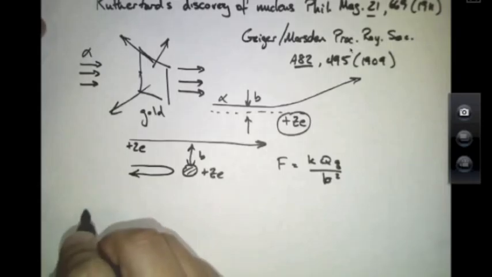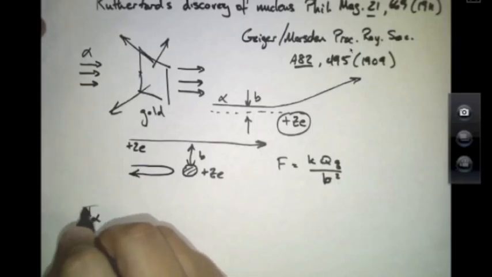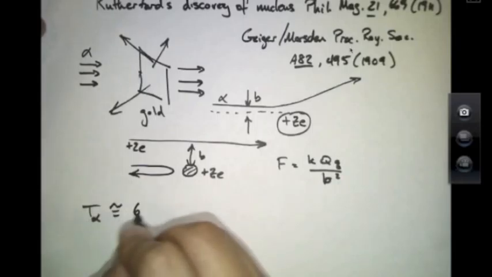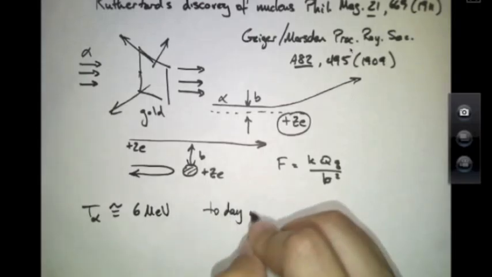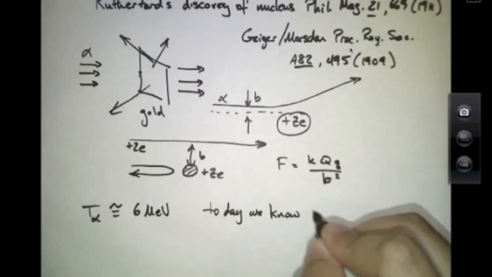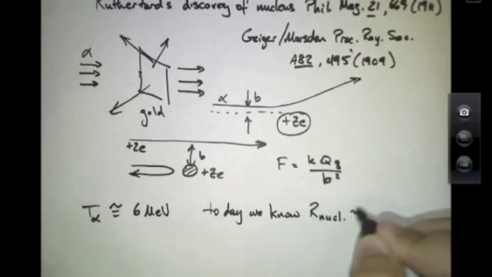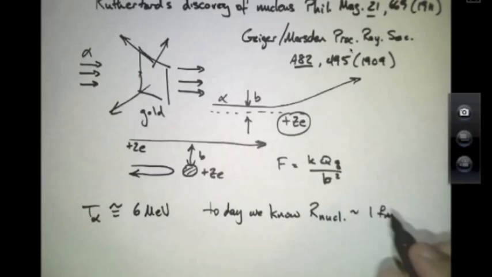The original data from Geiger and Marsden used alpha particles that had a kinetic energy of about 6 MeV. And these alpha particles had a wavelength sufficiently small that they could resolve the small size of the nucleus. Today we know the nucleus has a radius on the order of 1 to 10 femtometers.